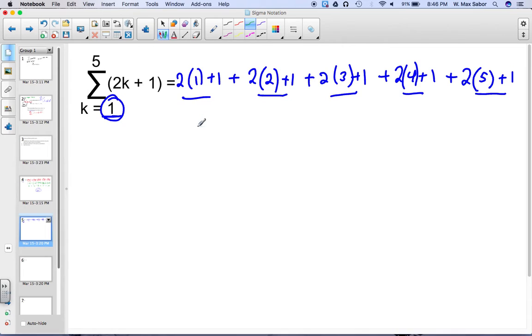Now we evaluate these. 3 plus 5 plus 7 plus 9 plus 11. So you'll notice this is odd numbers. Please remember that 2k plus 1 represents odd numbers. And we're adding these odd numbers. We're adding 5 odd numbers. We are going to get 35 when we add those odd numbers.